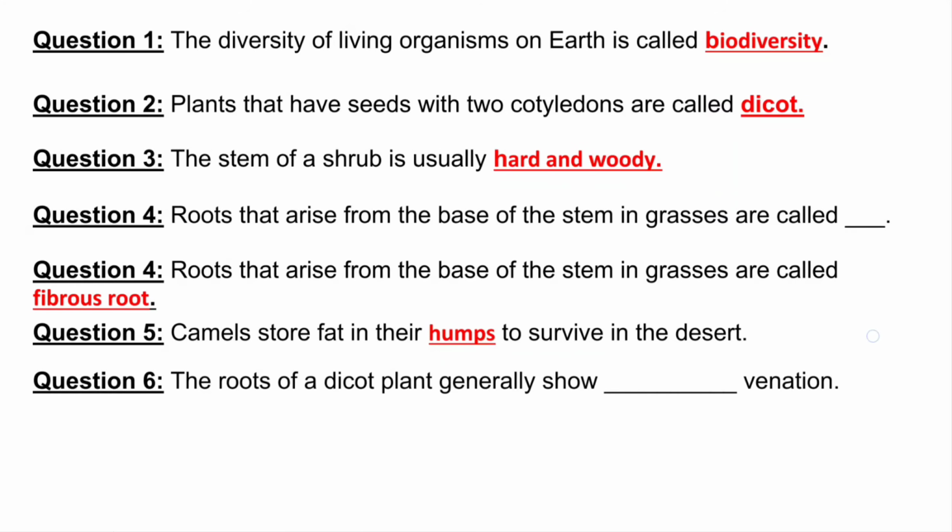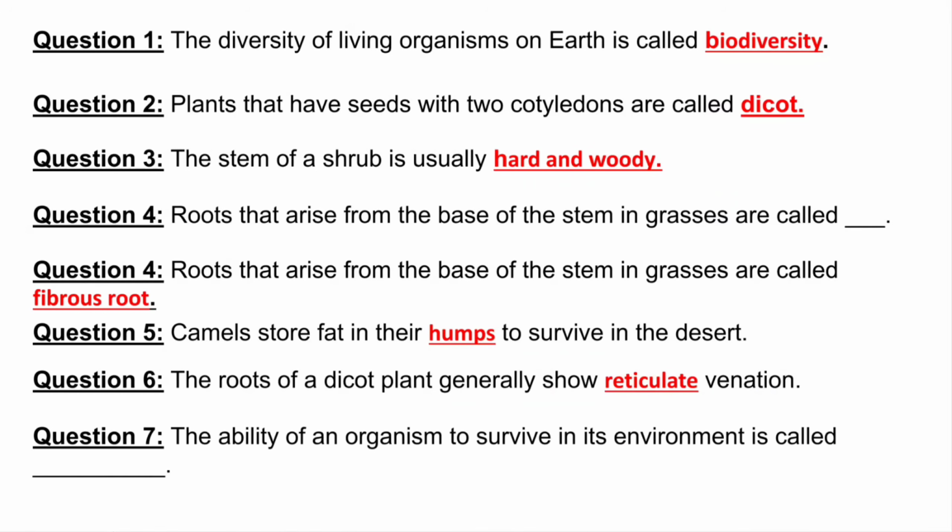So what does a dicot plant show? Reticulate venation. Okay, dicot is equal to reticulate venation. And what about their root system? Please comment in the comment section.